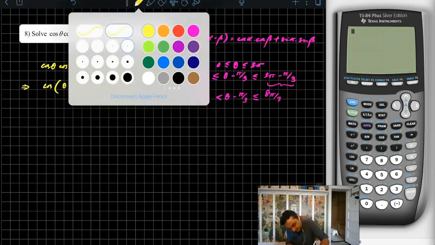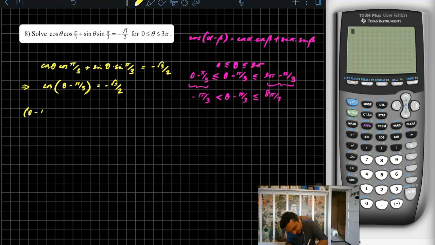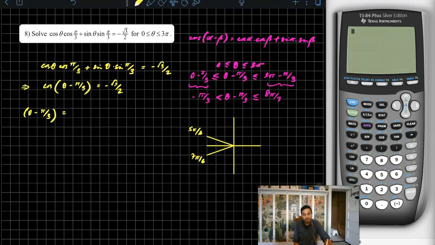Alright, so now when I write my solutions here, I can say that theta minus pi over 3, the angle, the argument, can equal many possible values. And so let's consider what allows cosine to be negative root 3 over 2. So if I'm considering my unit circle, negative root 3 over 2 puts me at these two, so I'm just ballparking where they would end up. But negative root 3 over 2 for an x value puts me at these two values of 5 pi over 6 and 7 pi over 6. Okay, so those will be my initial ones.